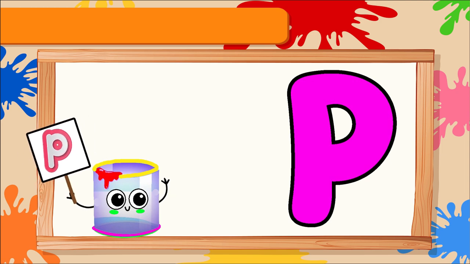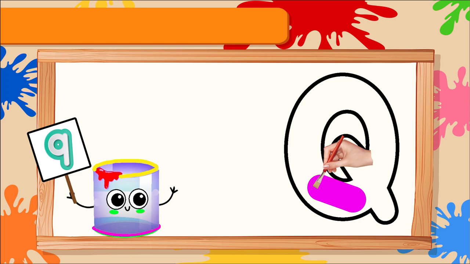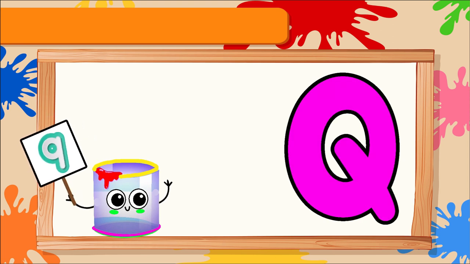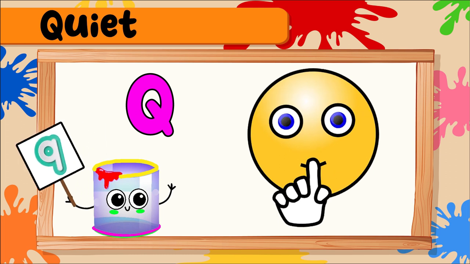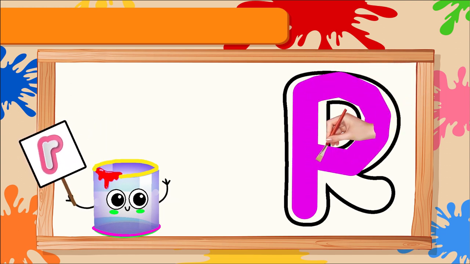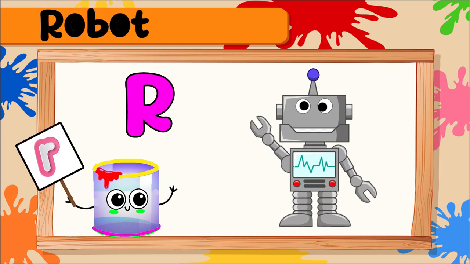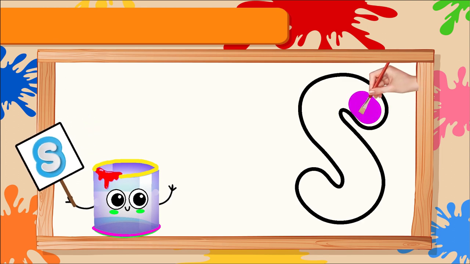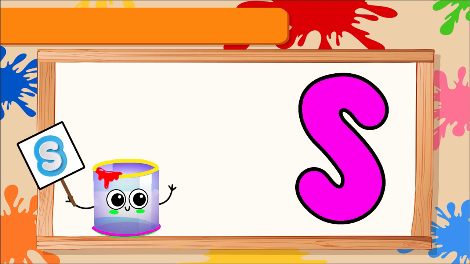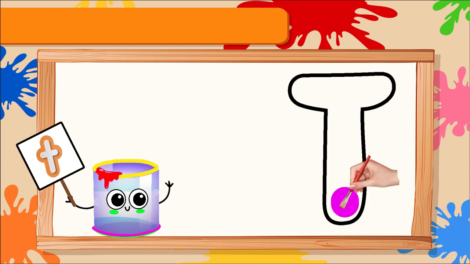P. P for park. Q. Q for quiet. R. R for robot. S for scientist.